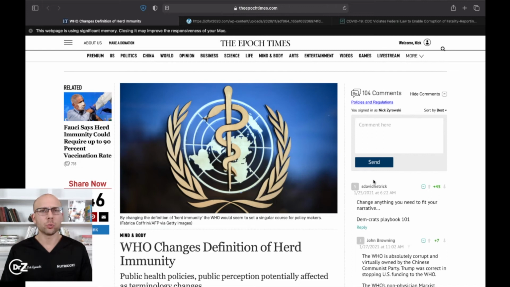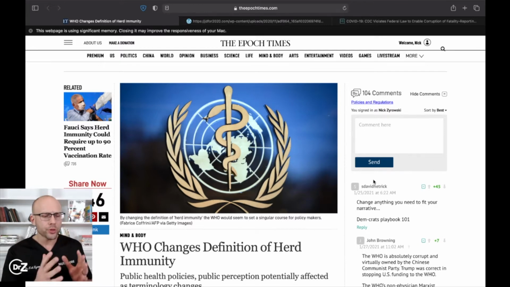Over the past year, we've started to see science being rewritten right before our eyes. And the question is, why does science need to be rewritten? Why do scientific-based terminologies need to be changed? Because when you start to change terminology and start to change science, you basically start to distort reality.